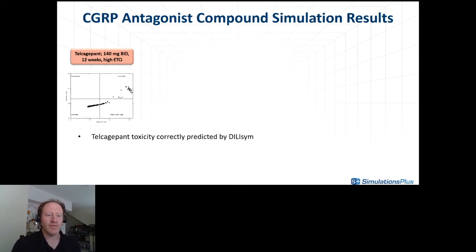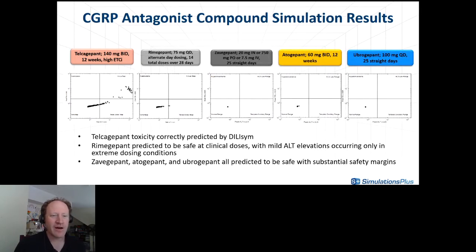So in either particular case, whichever one you wanted to believe about telcagepant, we were able to predict the toxicity through DILIsym. So that was good. We were able to do that, and we're now in the space of being believable for this class of compounds, and we wanted to look at what the rest of them were going to do.